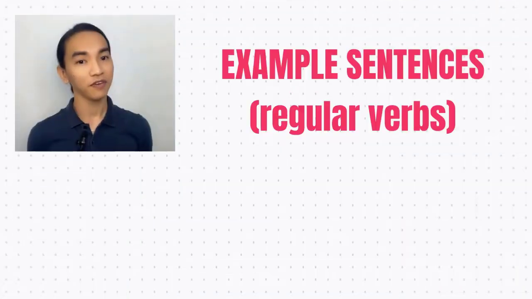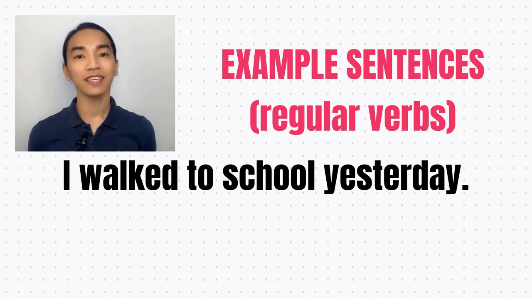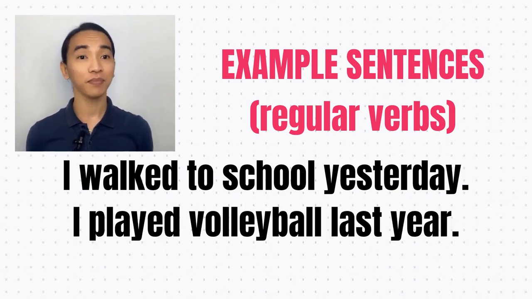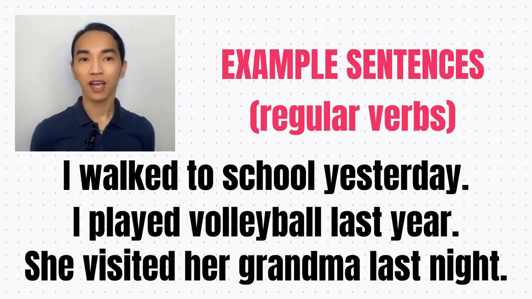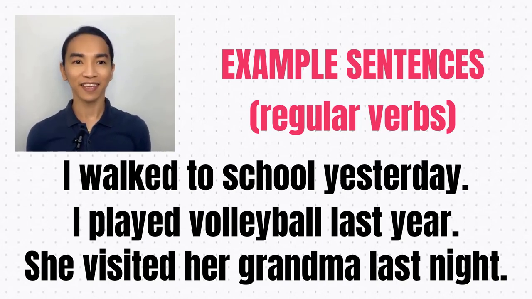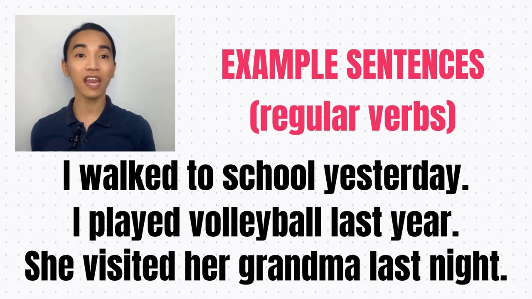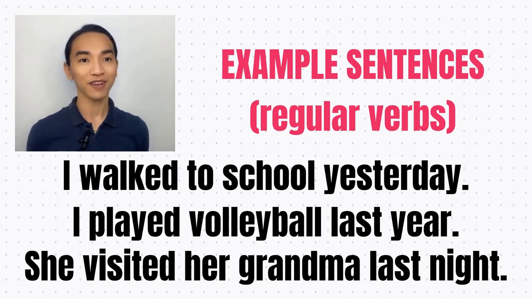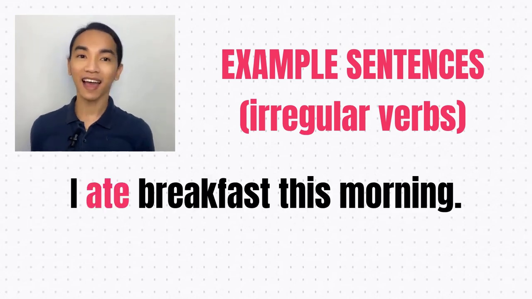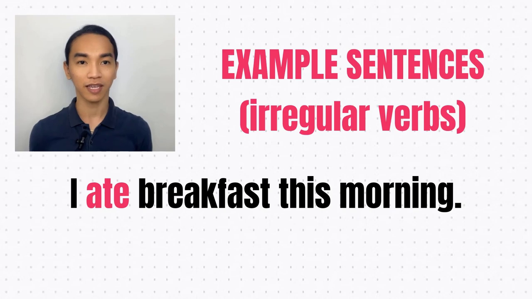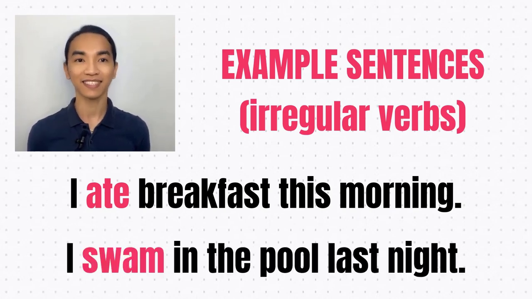Let's take a look at some more examples using these verbs. So let's give some example sentences using regular verbs. The first, I walked to school yesterday. I played volleyball last year. She visited her grandma last night. So all of these verbs are regular verbs because you just added D or ED to them. Now, with irregular verbs, let's have some more examples. I ate breakfast this morning. I swam in the pool last night. So these are just common examples. Now make your own.